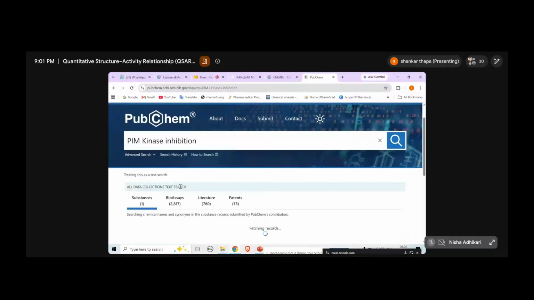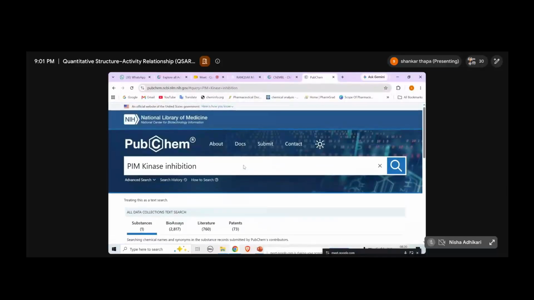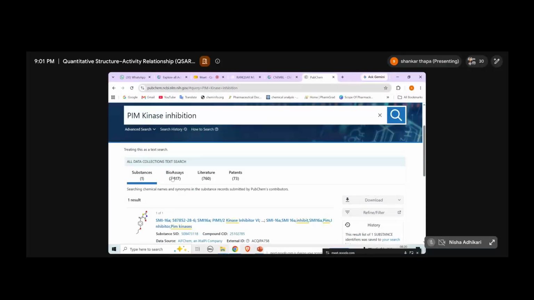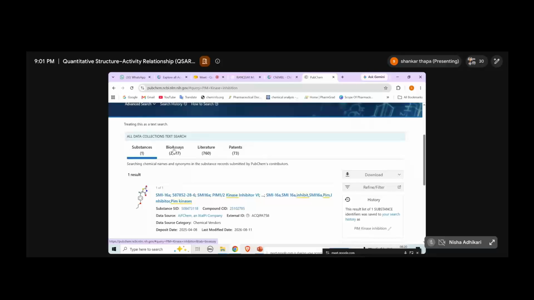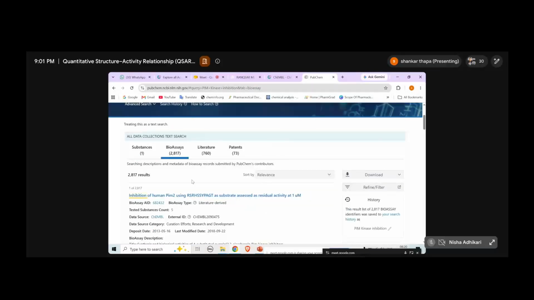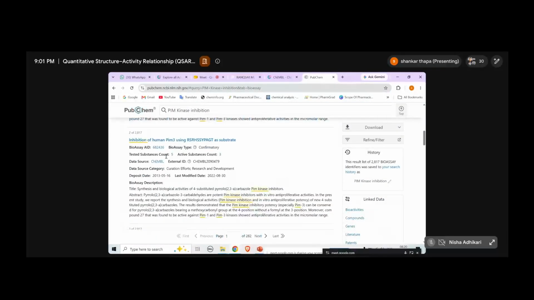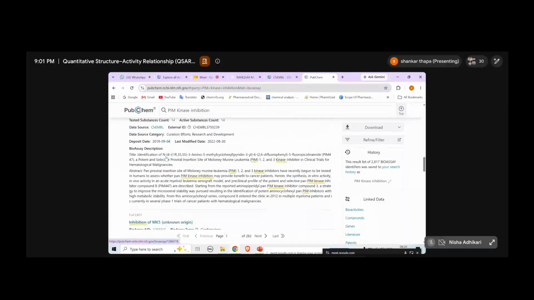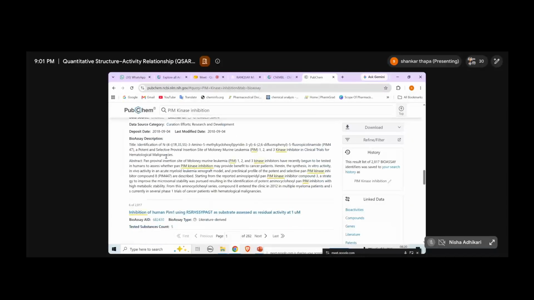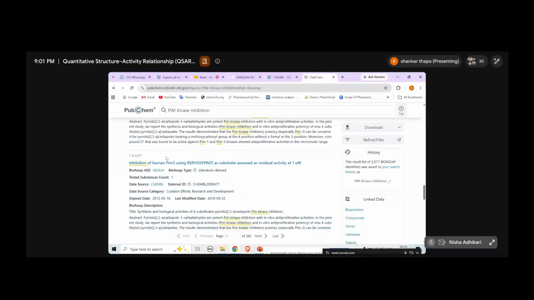So, or any other terms, whatever you want to search. Okay, so below that you will get this bioassay. Correct. So you just click on bioassay. Yes. So many experimental values have been performed and published and are publicly available.